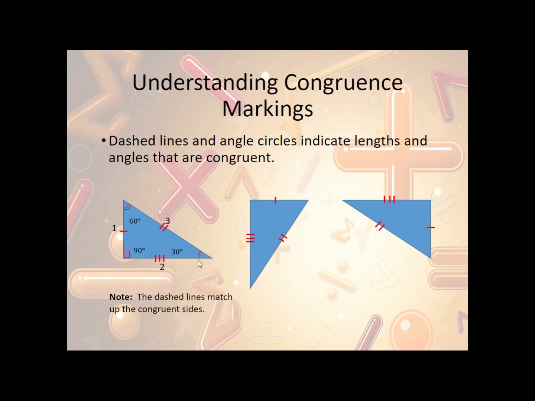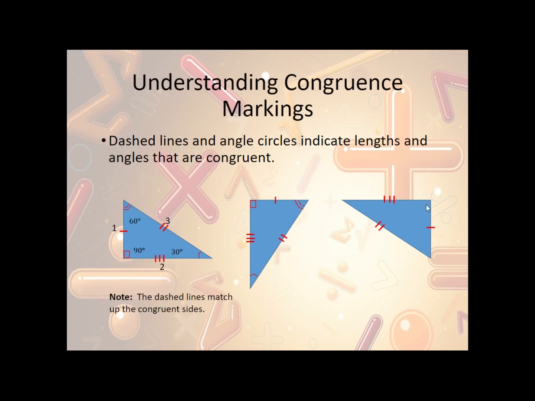Now notice we have arcs here. If it's a 90-degree angle, then we put a box, but otherwise it would be an arc, and we could have a single, double, and we could have a triple arc as well to represent those angles. So we have our 90-degree angle here, which matches up with this one here. Then we have our single arc, which goes here, and our double arc, which goes here. That indicates that this one and this one are congruent. This angle and this angle are congruent, and this angle and this angle are congruent.